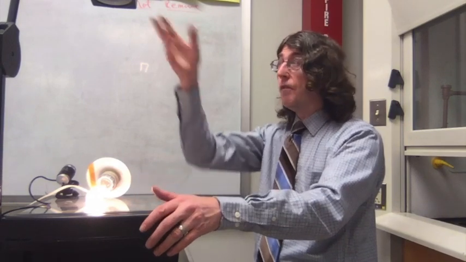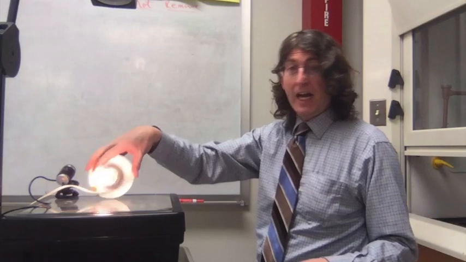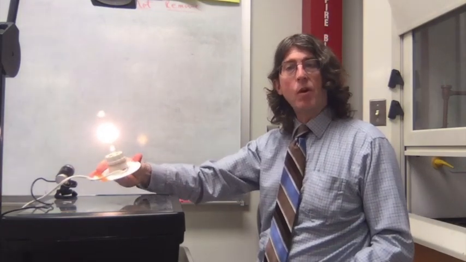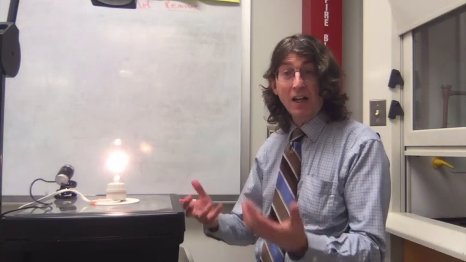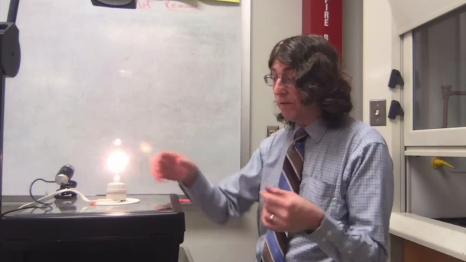Hi, this is a demonstration of why sunspots appear dark. And for this demonstration, I have an overhead projector and I have a second light bulb. Now, notice that the light bulb is bright. And we know that the light bulb is bright because the light bulb is hot, right? Hot objects glow and give off light.